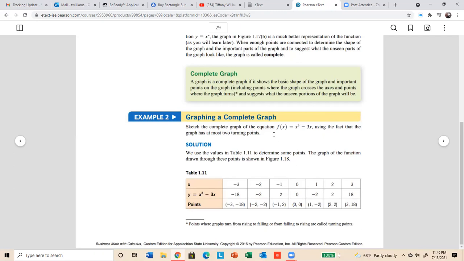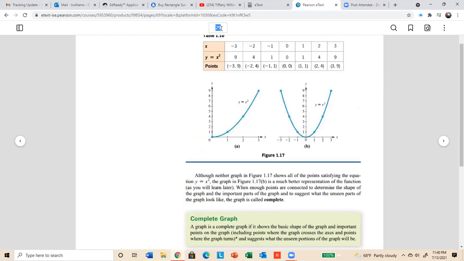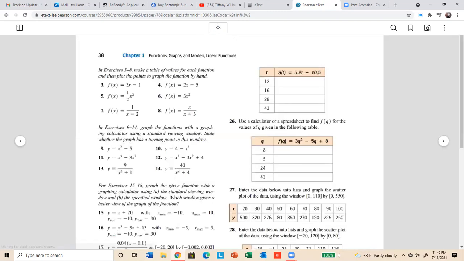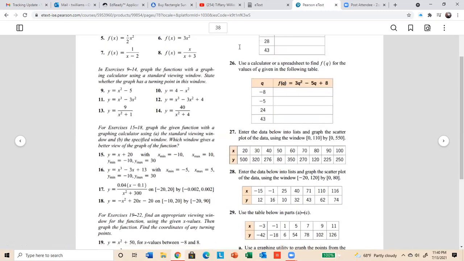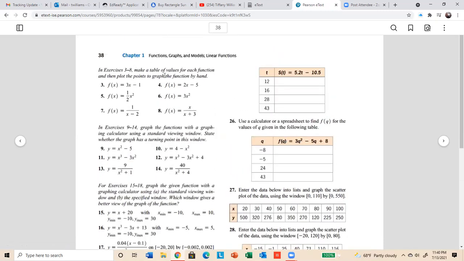We're going to look at number 4 on page 38. I'm pretty sure I'm going to have to go to the whiteboard for this. Number 8, make a table of values for each function and then plot the points to graph the function by hand. Now, on your MyMathLab, you're going to have to graph using their graphing tool. If you find that you're having a hard time using the graphing tool, let me know and I can send out a video to show you how to do it. It's not bad, but just be aware that you will be having to use the graphing tool.